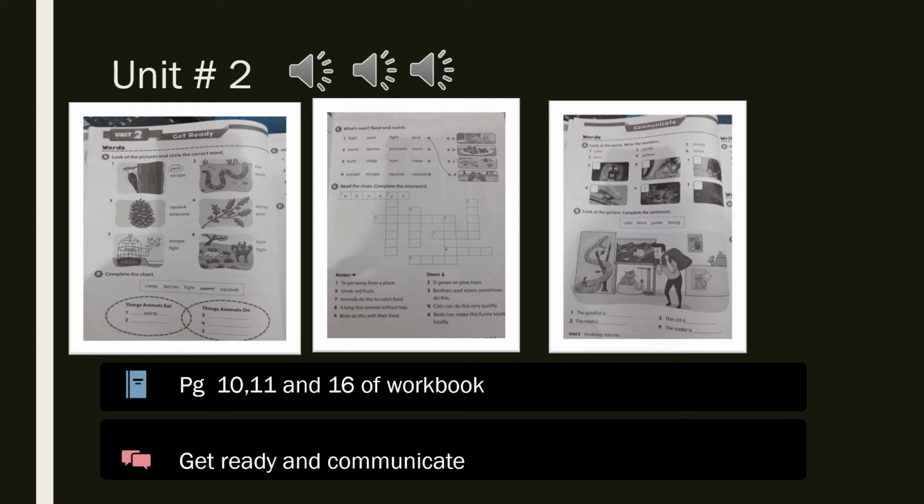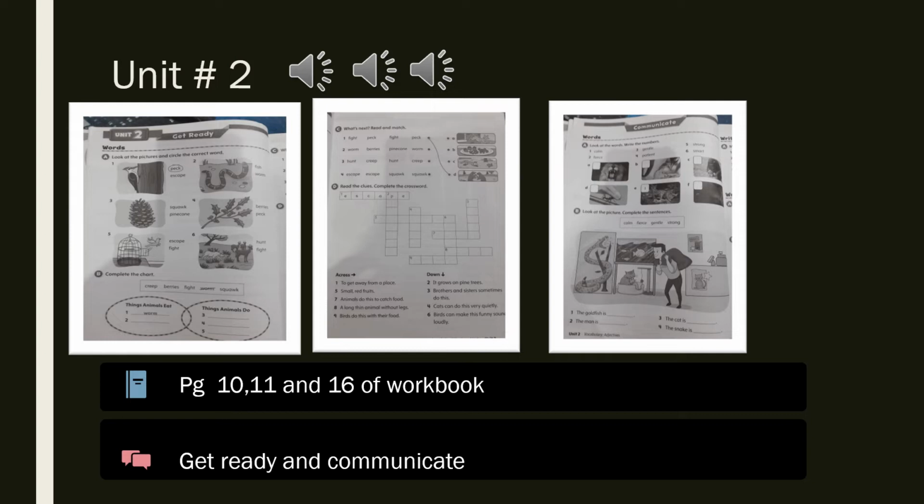Okay students, come to page number 16 of your workbook now. Look at the words, write the numbers. In A box you will write number 2, that is fierce. B box number 3, that is gentle. C box number 6, that is smart. D box 5, that is strong. E box 1, that is calm. And F box 4, that is patient.